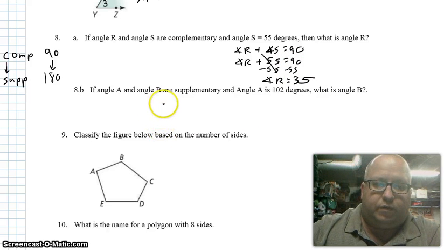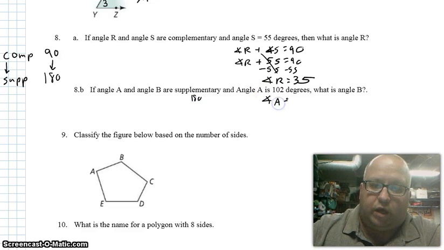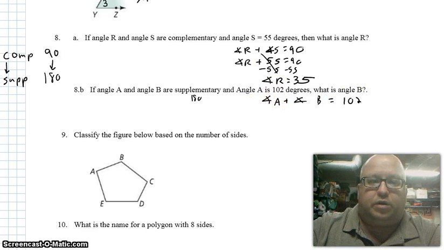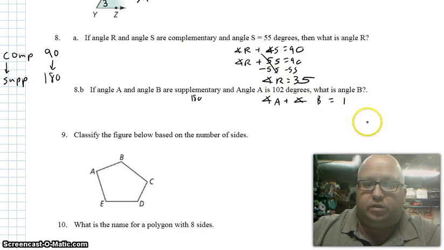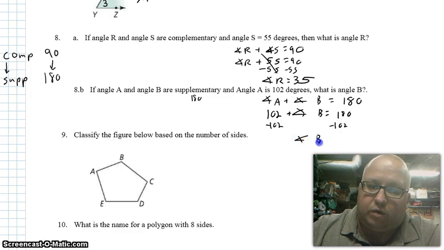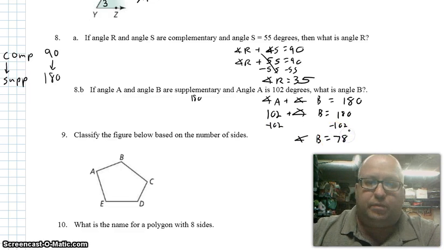All right, the next one we already discussed, supplementary. That means 180. So angle A plus angle B equals 180. They're supplementary, so they equal 180, that's better. A is 102, plus angle B equals 180. So minus 102, minus 102, and angle B equals 78.